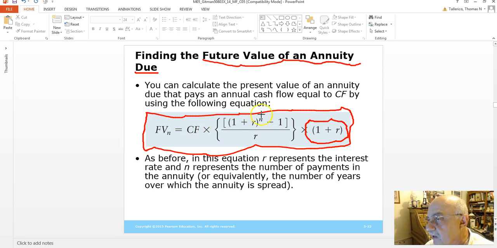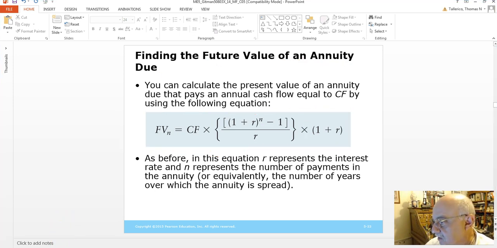So this part right here is an ordinary annuity equation. If you look back, and this factor right here gives you an annuity due. And that's all you have to know about that. All right? All right, so now I gotta change slides.